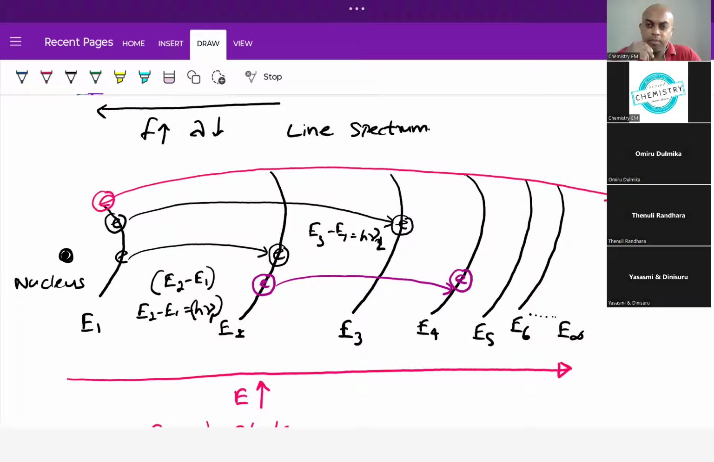Next bullet point. Electrons can be in any of the energy levels but not in between the energy levels.